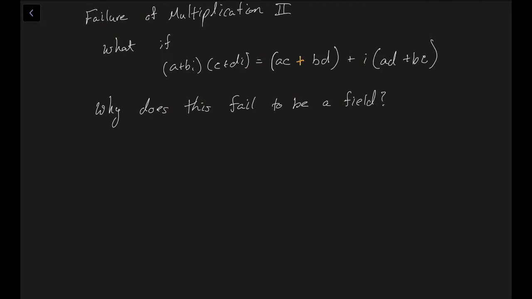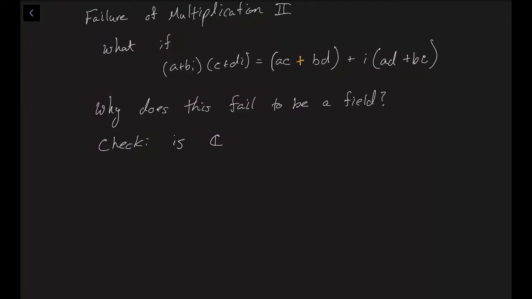Hello, in this video we're going to be talking about the second alternative to multiplication in the complex field, and why this definition also fails to be a field. So we're going to take the standard multiplication that we know works for the field, but we're going to replace that minus sign in the real component with a plus sign, as denoted in gold.